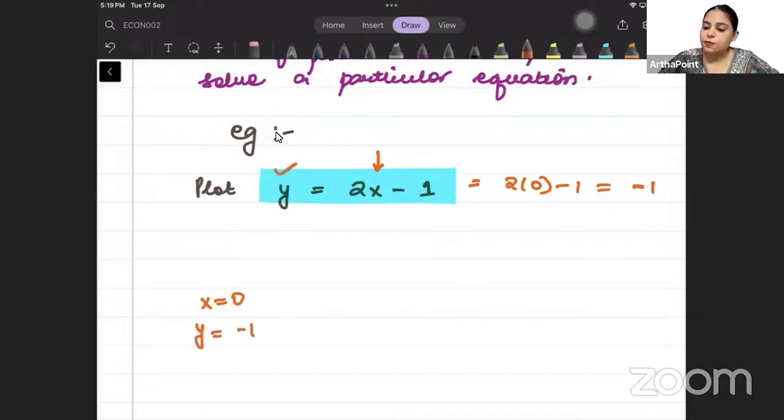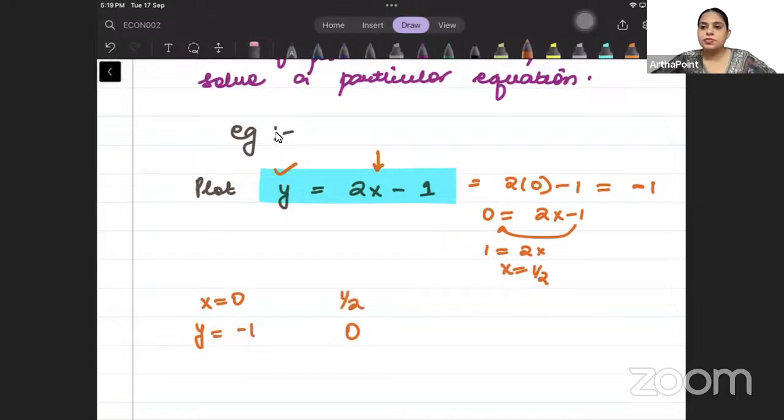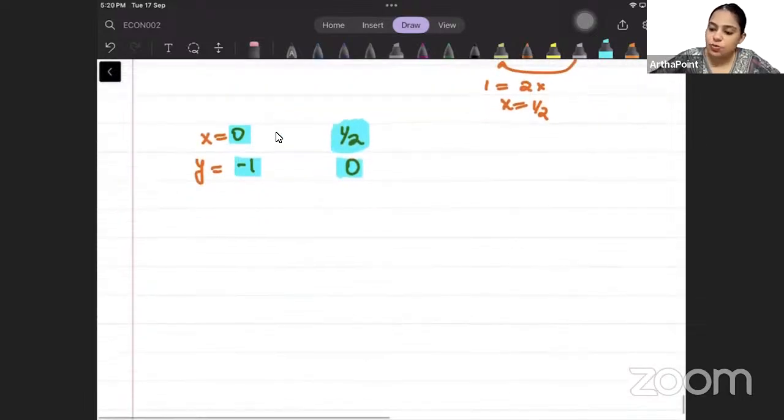Let's put y as 0. So if I put y as 0, what will I get? 0 is equal to 2x minus 1. I can take 1 on the other side. 1 is equal to 2x. X will be half. So I have got two important points, that when x is 0, y is minus 1. When y is 0, x is half. Okay, let's start plotting, beta.